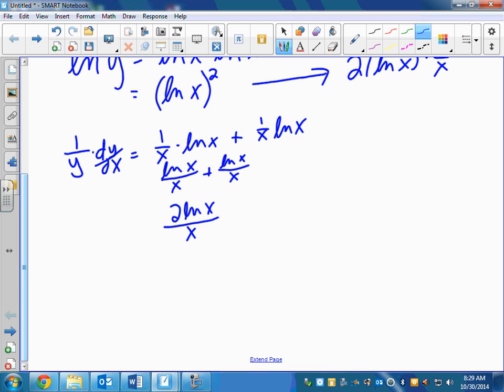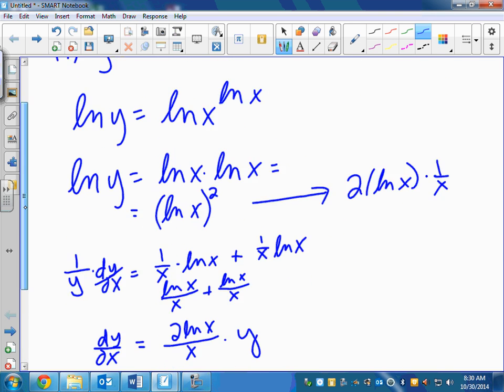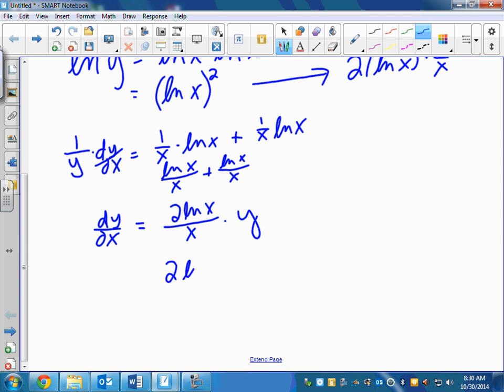If you just did 2 over x times ln of x, that's the same thing. I tend to just write it as a fraction, like all one fraction. And then you're trying to solve for dy over dx. So that's where the back of the book has that original problem in there, because to solve this, you're going to multiply both sides times y. And remember, we always replace y with what it equaled, which in this case was x to the ln of x.